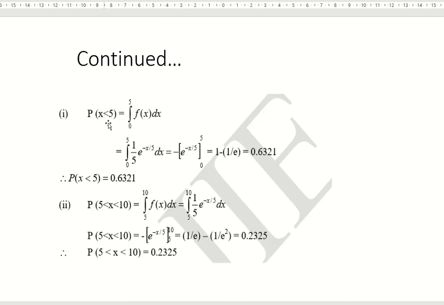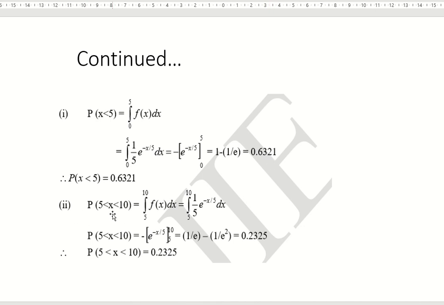First one, P of x less than 5, that means integral from 0 to 5 of f(x) dx. But what is f(x)? We have written already: 1 by 5 e power minus x by 5 dx. Now integrate this. 1 by 5 is constant, keep it out. If you integrate e power minus x by 5, you get e power minus x by 5 divided by minus 1 by 5. So the 1 by 5 gets cancelled. Minus e power minus x by 5 remains, with limits 0 to 5. Now apply the upper limit, then the lower limit. So minus of e power minus 1 minus e power 0. That is 1 minus 1 by e, that is 0.6321.